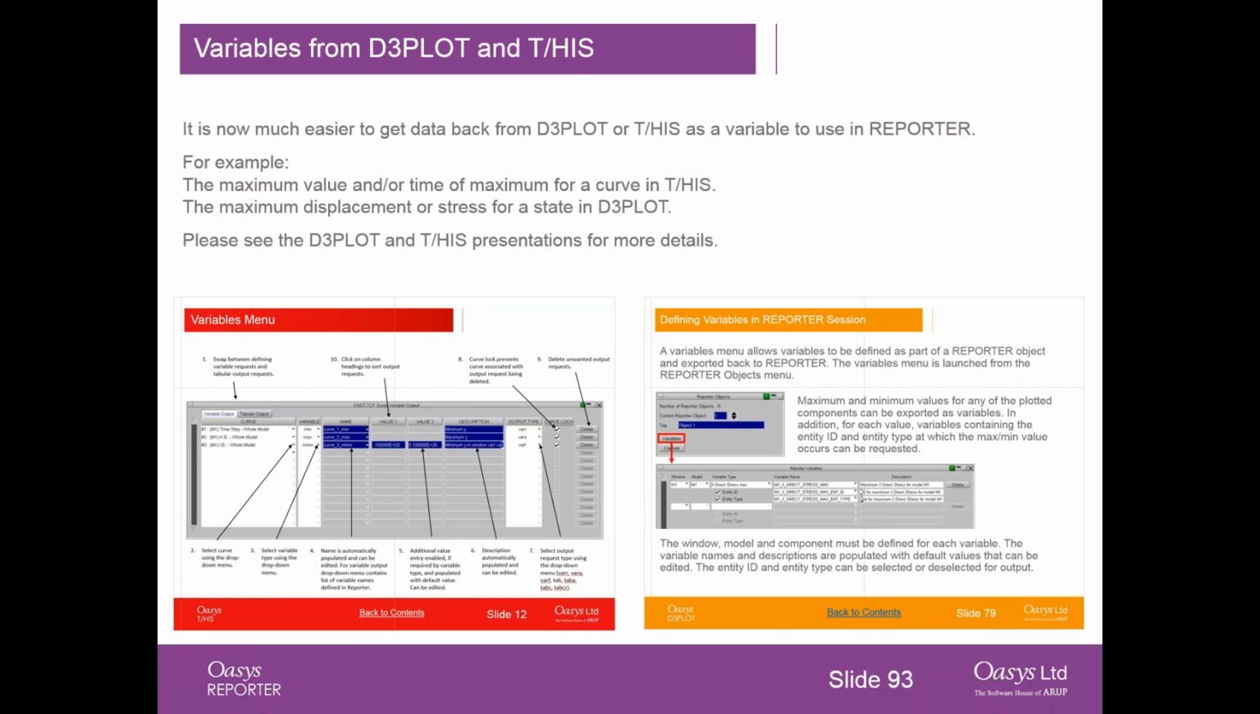We can also have conditional formatting. And the final thing to say is it's much easier to get data back from D3plot or THIS as a variable to use in Reporter. For example, the maximum value or time of maximum value for a curve in THIS, or the maximum displacement or stress for a state in D3plot. We can bring those back now and use them as a variable in Reporter.